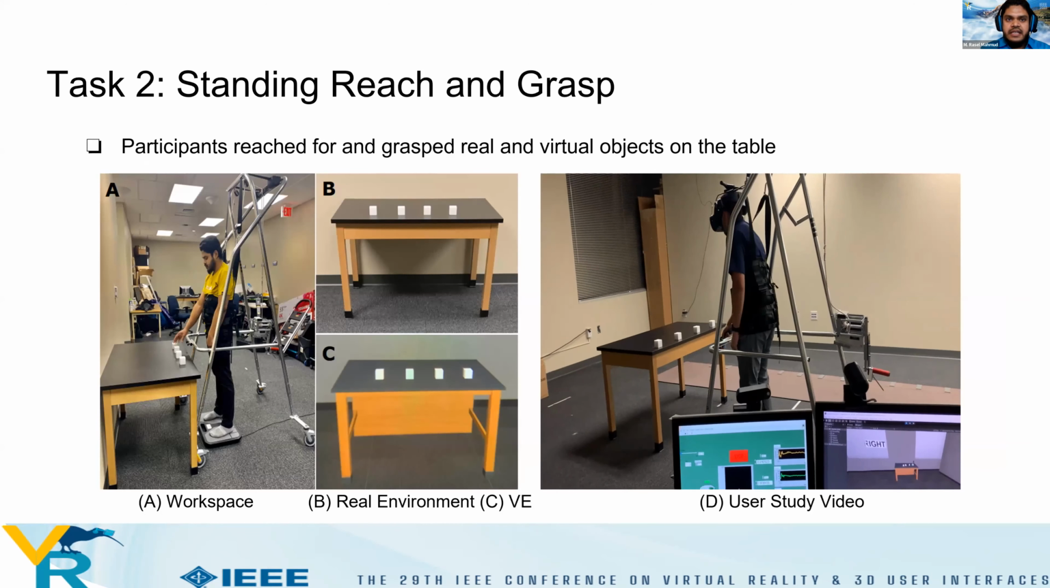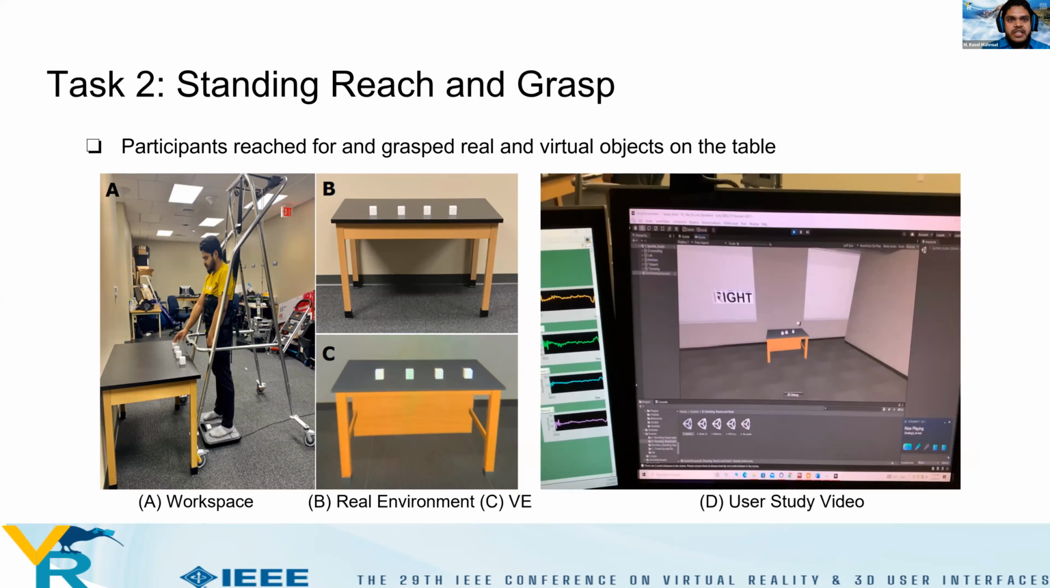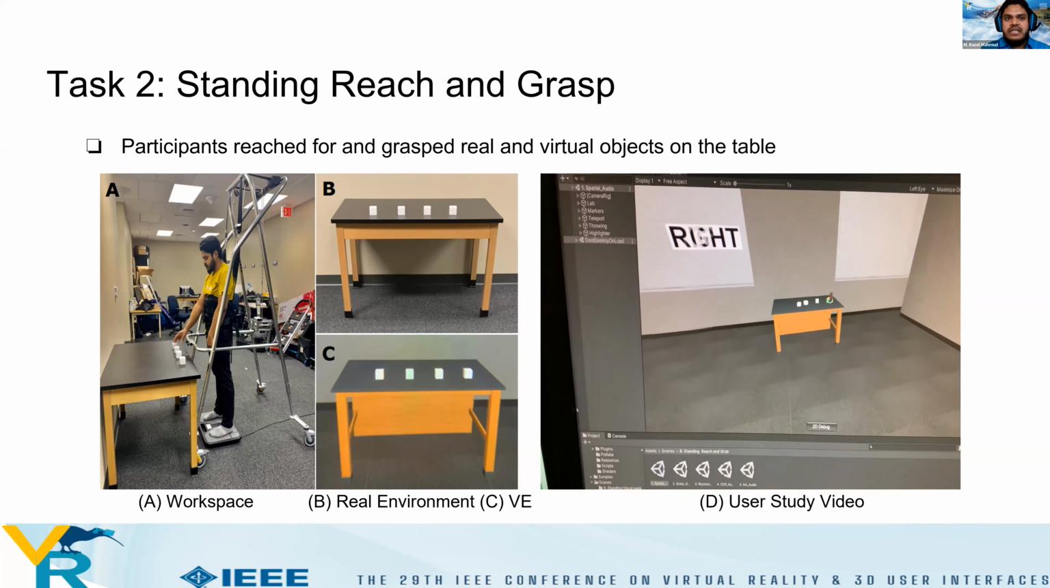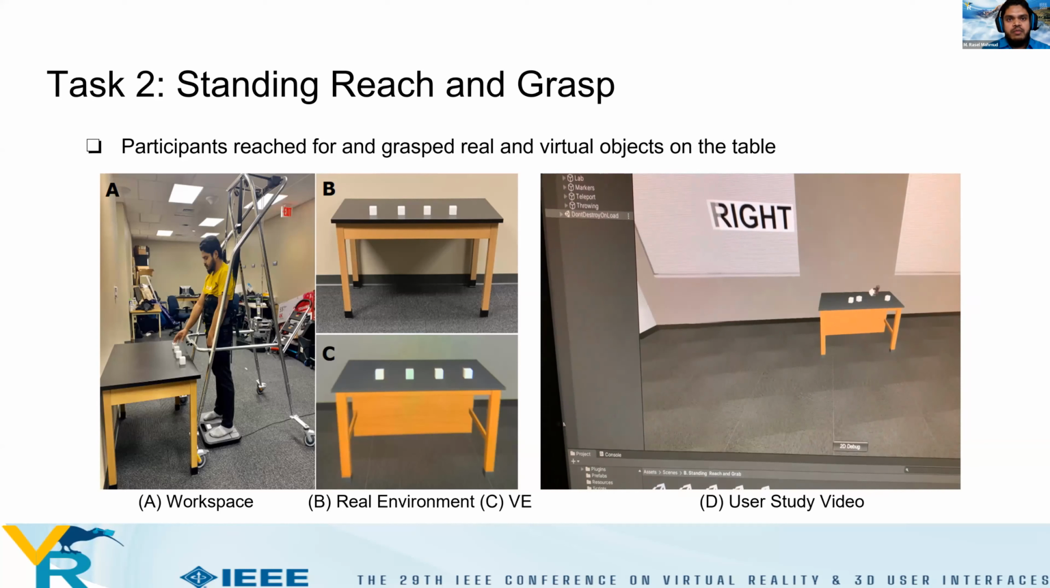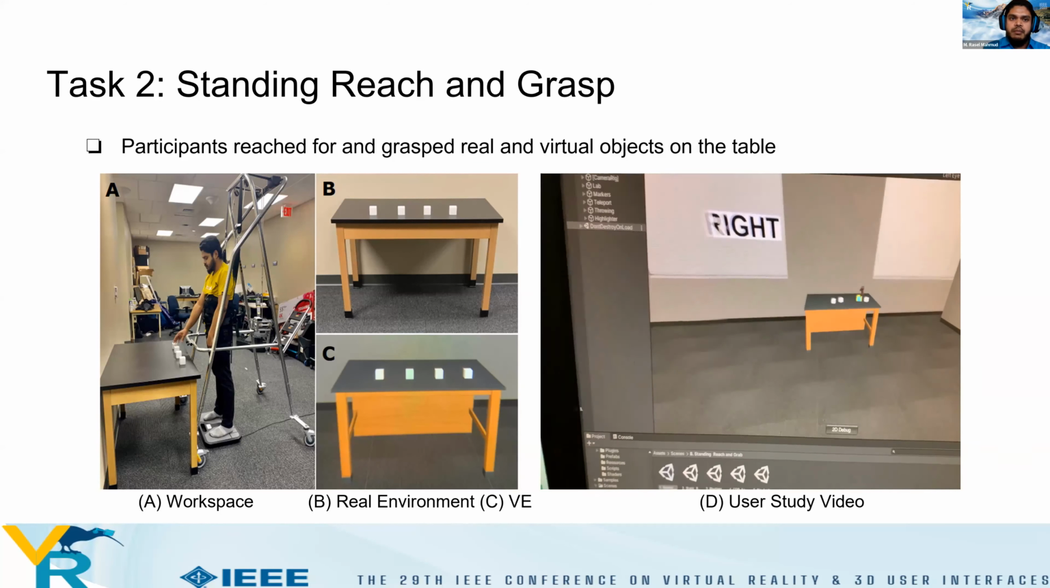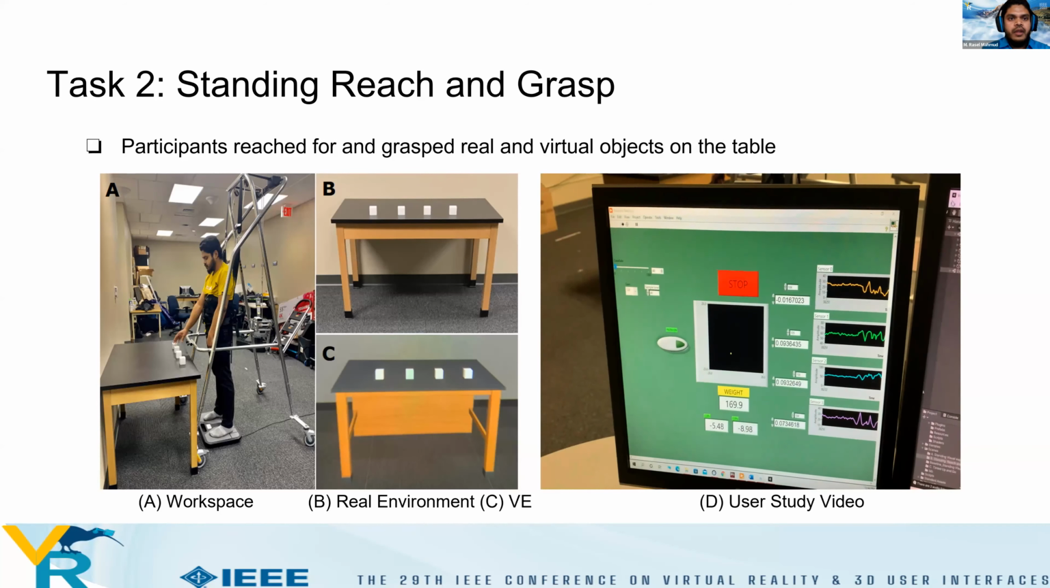This was a standing reach and grab task. Participants reached for and grabbed real and virtual objects within their reach. We instructed the participant to grab 4 objects in random order, lift the object to chest level, and put them back in the same place.